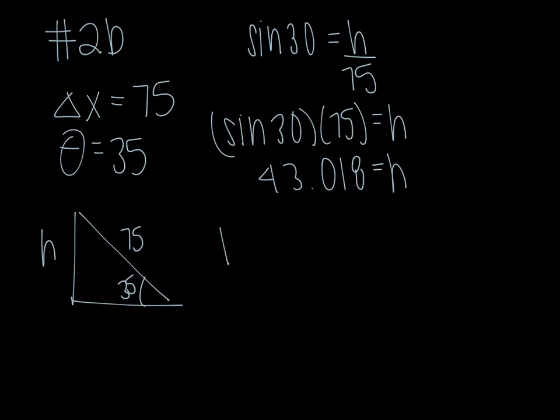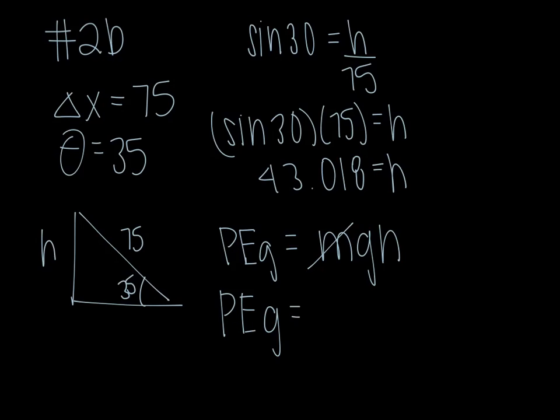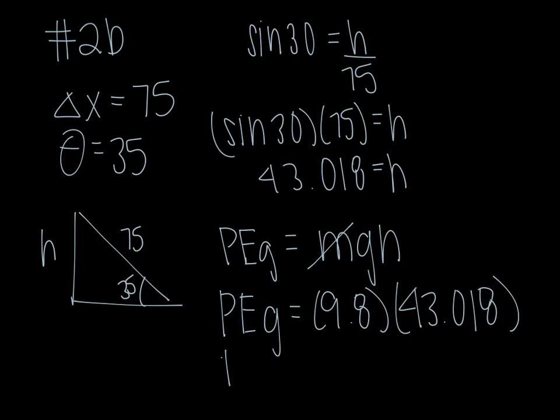After that, you're going to set your potential energy, which equals mass times gravity times height. You're going to disregard mass right now. So potential energy equals gravity, which is always 9.8, times height, which is 43.018. Solve for that, and potential energy is going to be 421.5764.